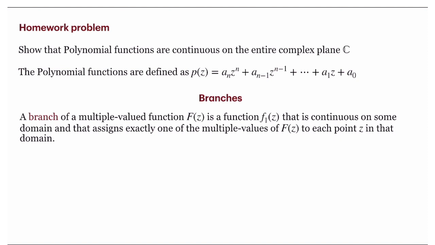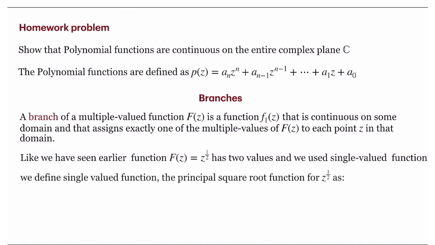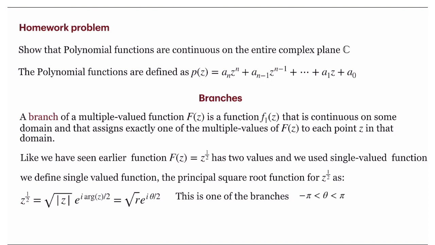That is called a branch. So we have seen z to the power half. We have seen that the one value it takes is from minus pi to plus pi. So that is a single valued function, but it is discontinuous on the branch cut, but otherwise f of z equal to z to the power half, when restricted to the domain minus pi to plus pi, is a continuous single valued function. So that is one branch of the function.